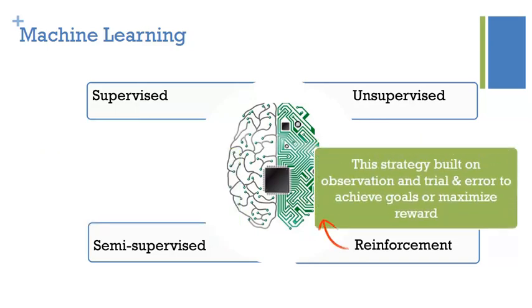Reinforcement learning. This strategy is built on observation and trial and error to achieve goals or maximize reward. The agent decides by observing its environment.